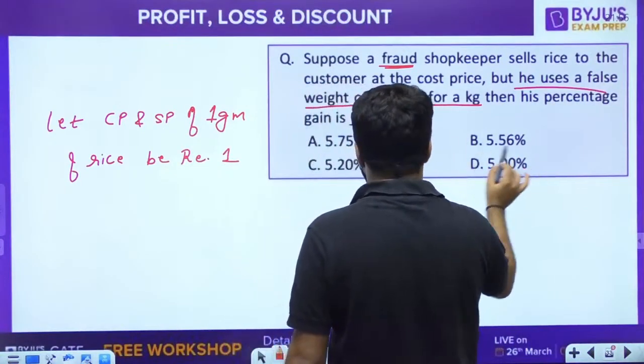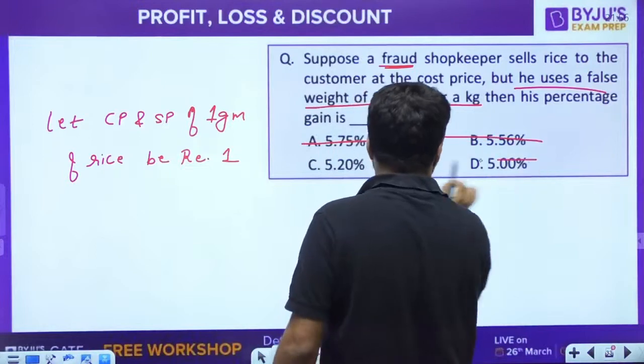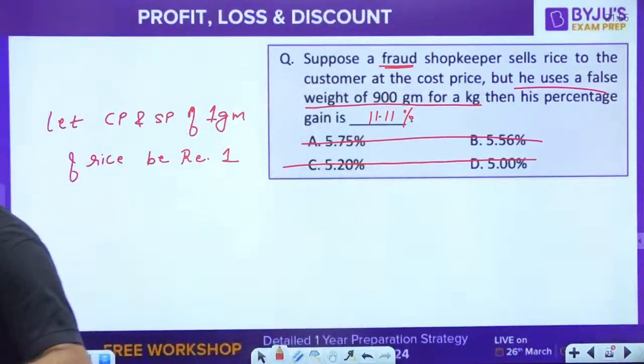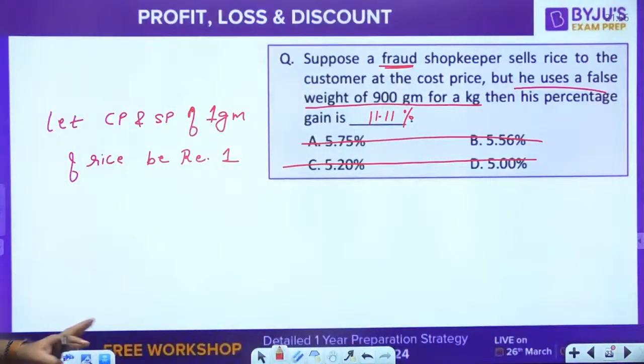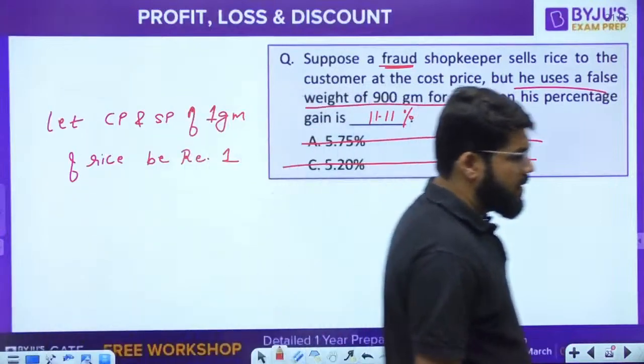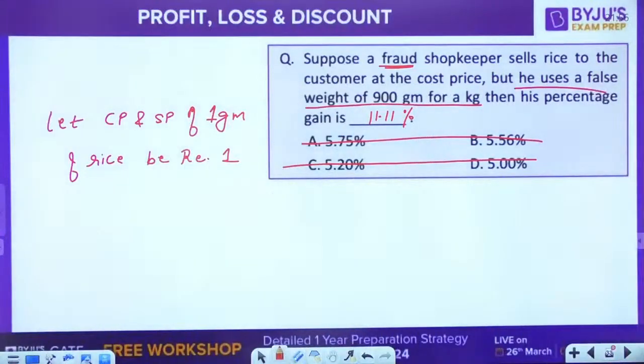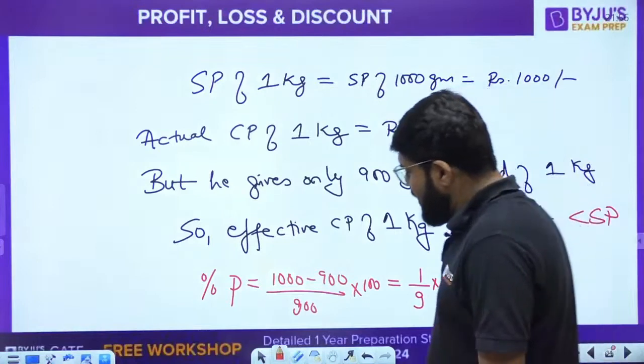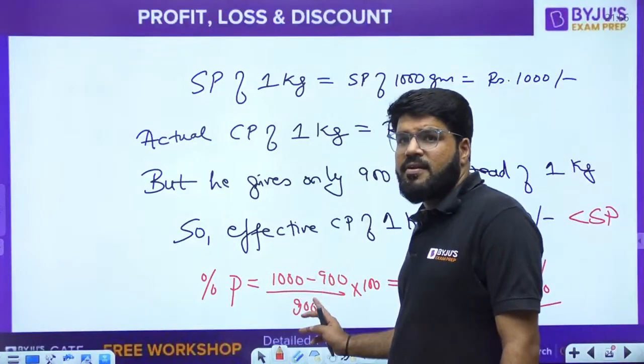There is some typo error here. No doubt, it is 11.11. In this case, you can directly note down a shortcut also. What is the final percentage profit? 1000 minus 900 by 900.